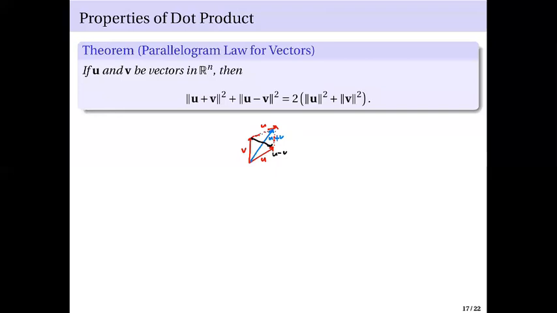But let us prove this, and we will see that it's not actually weird. It's really nice. So, proof. The proof is really simple. Recall, I have already shown you that u dot u is equal to the magnitude of u squared, or v dot v is the magnitude of v squared. We are only going to use that.